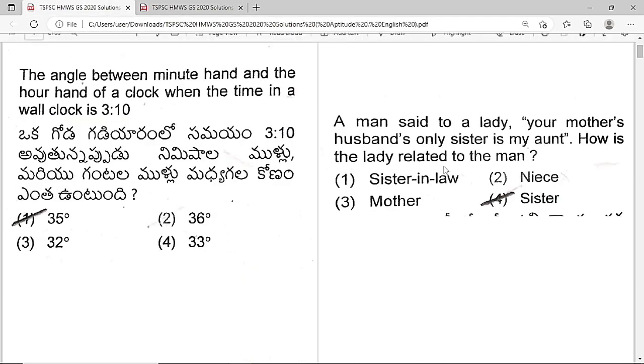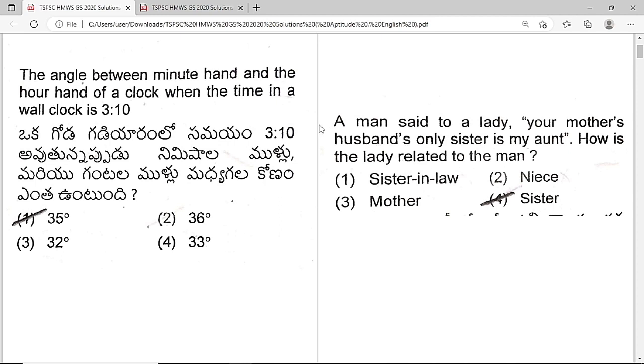See the question here. The question says that a man said to a lady, "Your mother's husband's only sister is my aunt." So how is the lady related to the man? In this question, what they have mentioned is very simple. A man said to a lady, "Your mother's husband's only sister is my aunt." We need to figure out how the lady is related to the man.